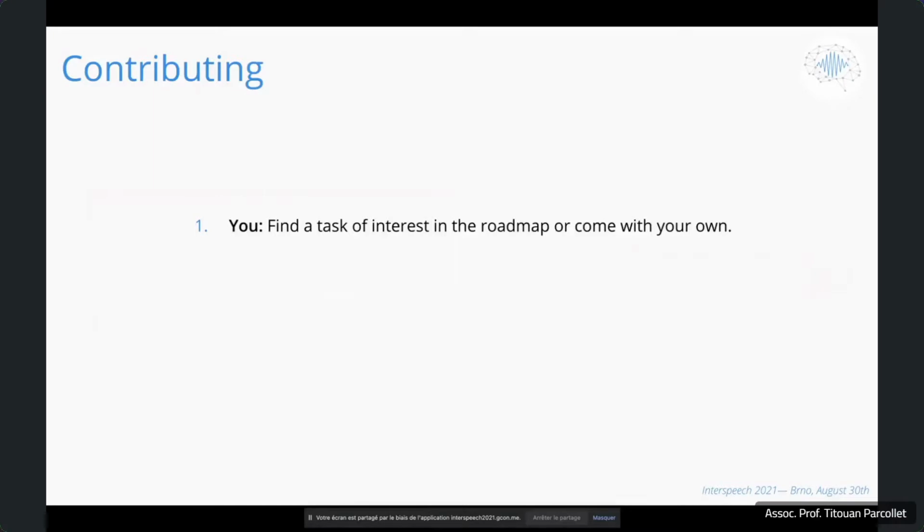The very first one is to find a task of interest in the roadmap or come with your own. It's better if you look at something in the roadmap. If you have some spare time to code, look at the roadmap and say, hey, I would like to do this. Notify us so we can help you, and then select this. Or just come with your own. If you want to implement a recipe for a specific dataset or a new task, just do it.